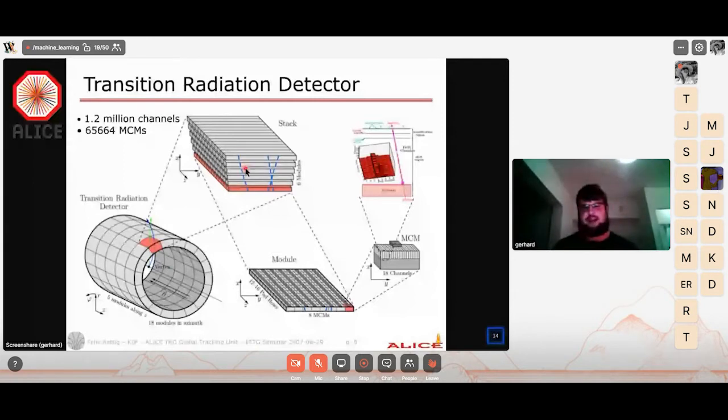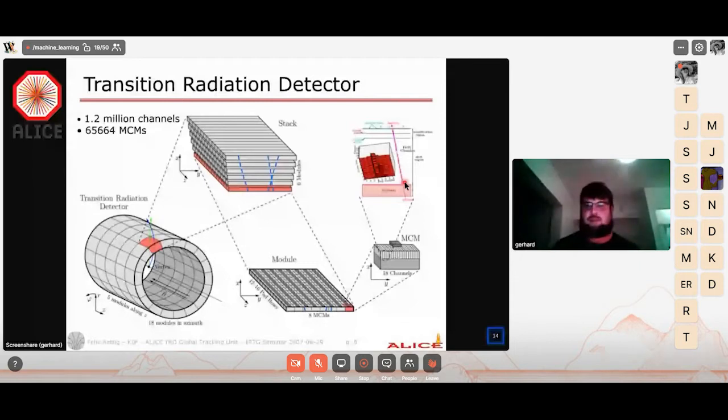And then going outwards, each of these modules has six layers. This is important because each of these independent layers gives you an independent measurement for each particle, and that's useful for Bayesian approaches when you want to do particle identification. Going a bit deeper into the actual structure of these modules, you get these multi-chip modules at the end, which is essentially where the detection actually happens.